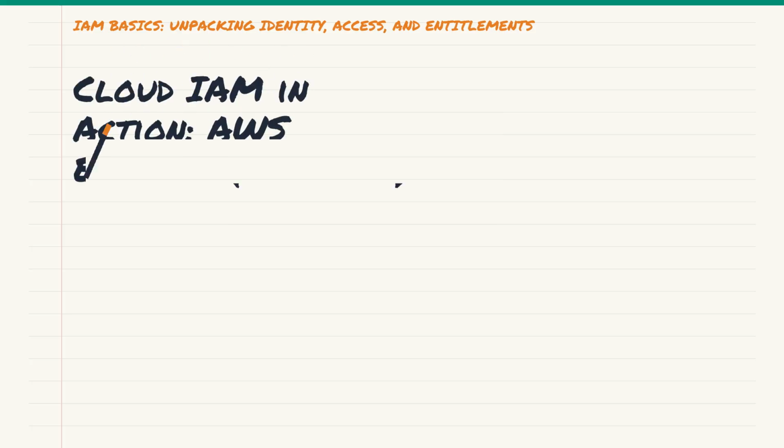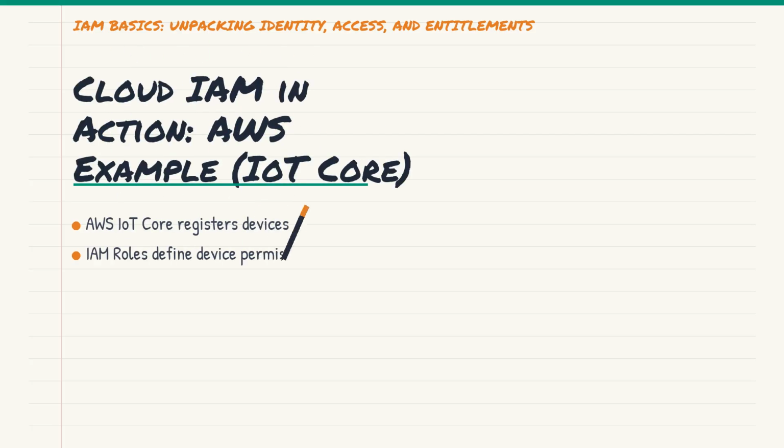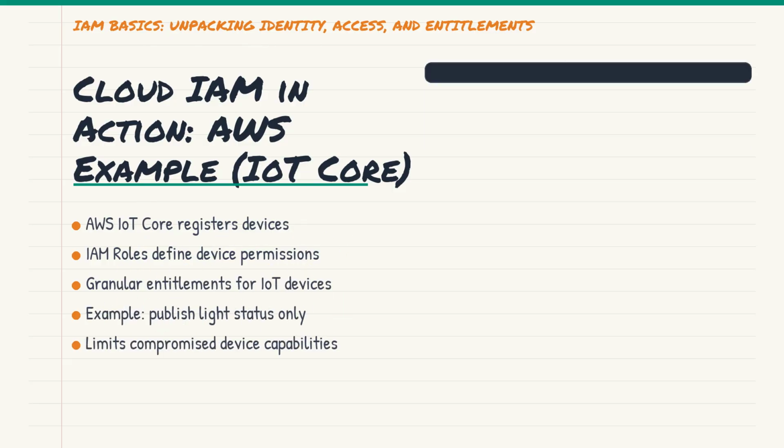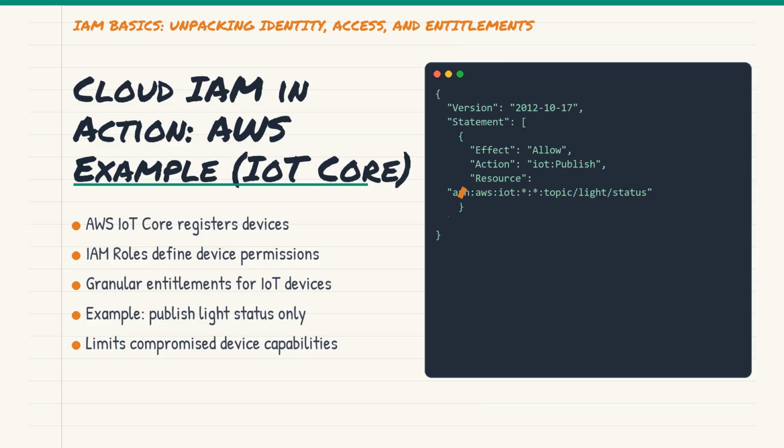Cloud providers offer powerful IAM tools for managing machine identities. In AWS, for example, you'd use AWS IoT Core to register your smart light bulb as a thing. You'd then create an IAM role with very specific permissions, entitlements, that the light bulb is allowed to assume. This role would only grant access to, say, publish light status messages to an IoT topic and nothing else. This granular control means that even if someone compromises the device, its IAM role prevents it from accessing other critical AWS resources. It's a perfect example of least privilege applied to a machine identity in the cloud.